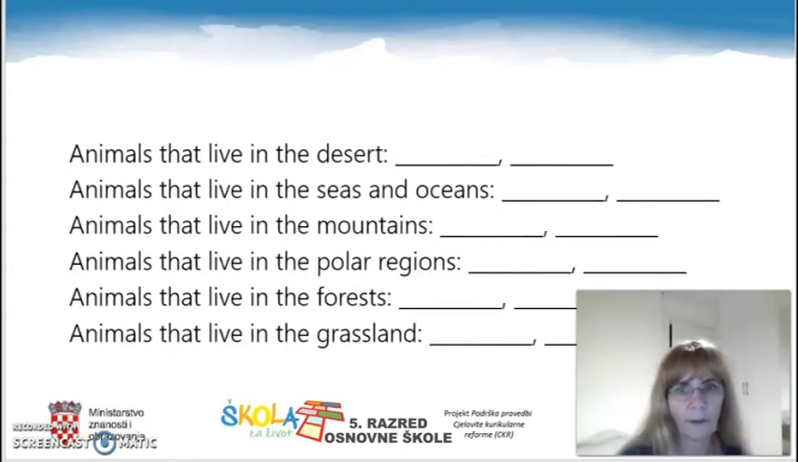And the final task, and you may do it in your notebooks, name 2 animals that live in the desert and 2 animals that live in the seas and oceans, and 2 animals that live in the mountains, and 2 animals that live in the polar regions, and animals that live in the forests, and animals that live in the grassland. And think about how they adapted to their habitat.